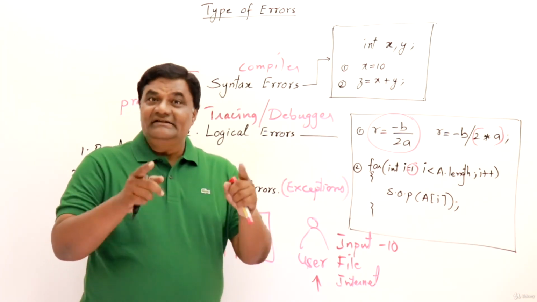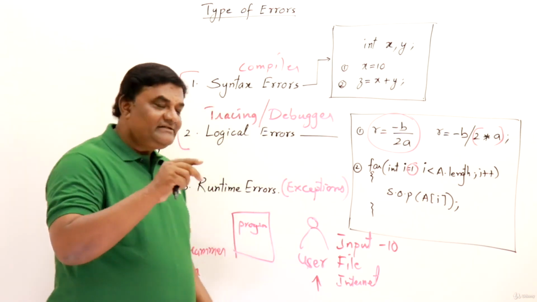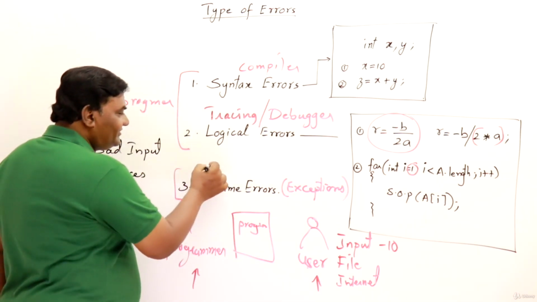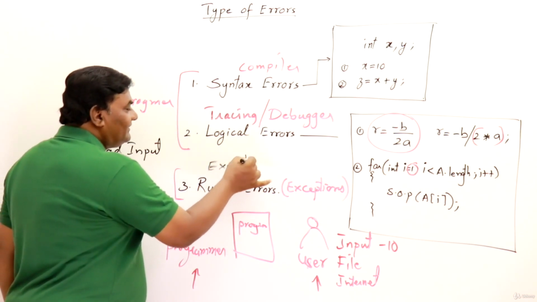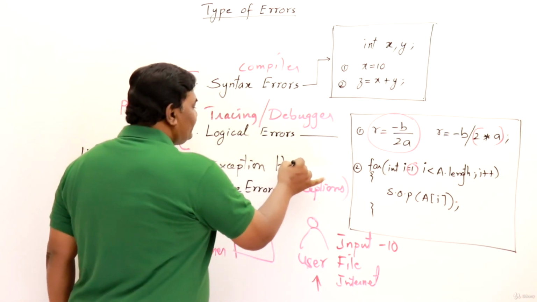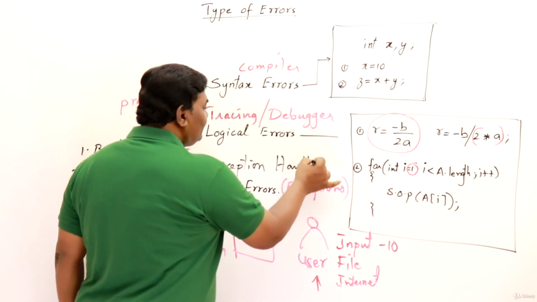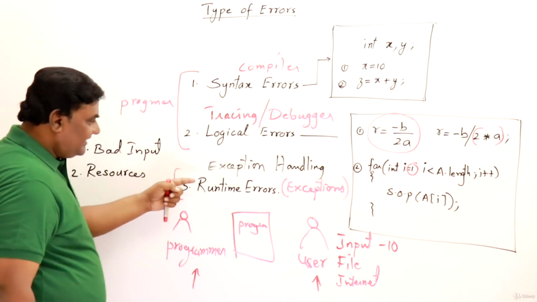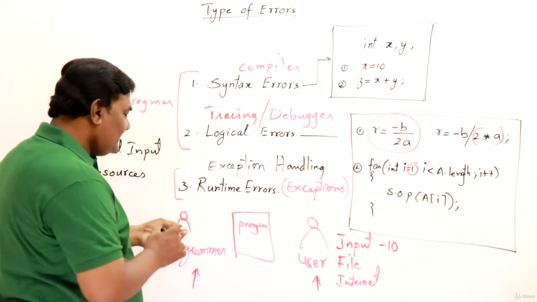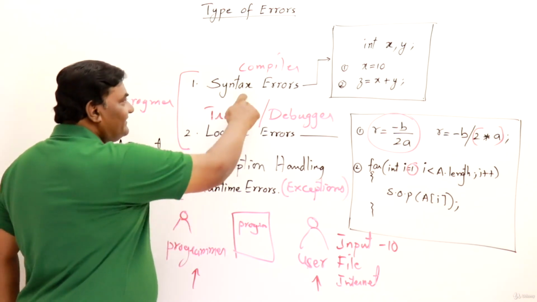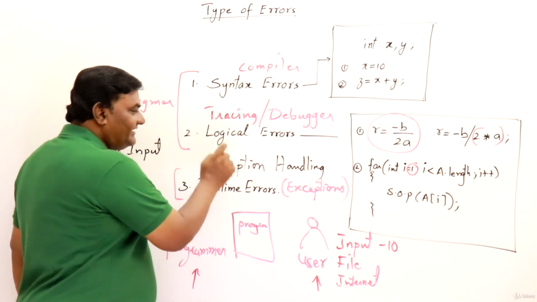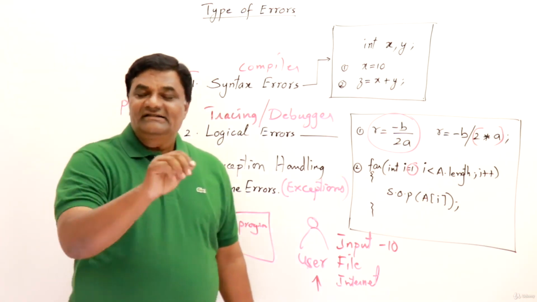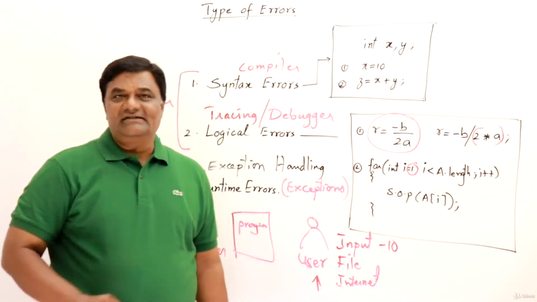Giving messages in cases of those errors is done by exception handling. This is exception handling, right? So how are runtime errors handled? They are handled by exception handling. So if you see this: syntax errors, compilers; logical errors, debugger; runtime errors, exception handling. Exception handling. So why is it called exception?